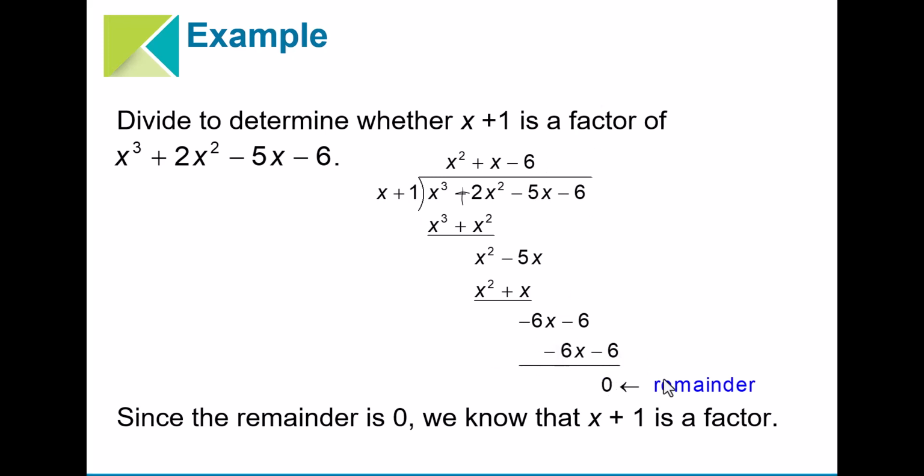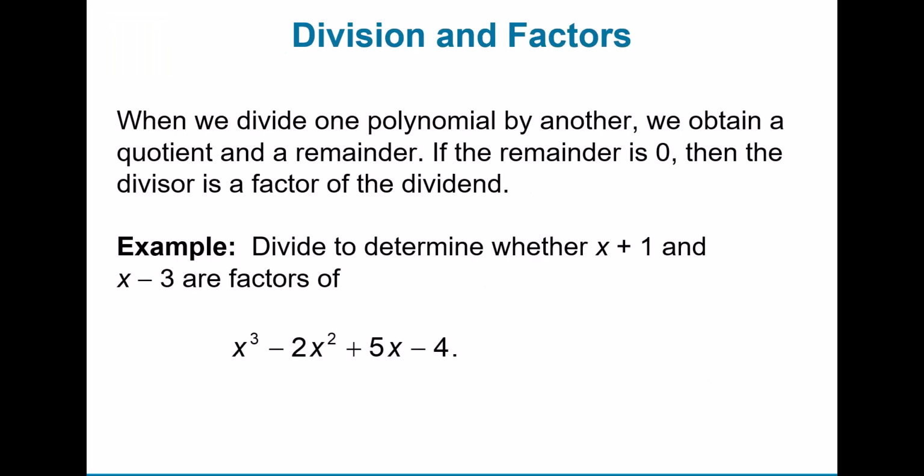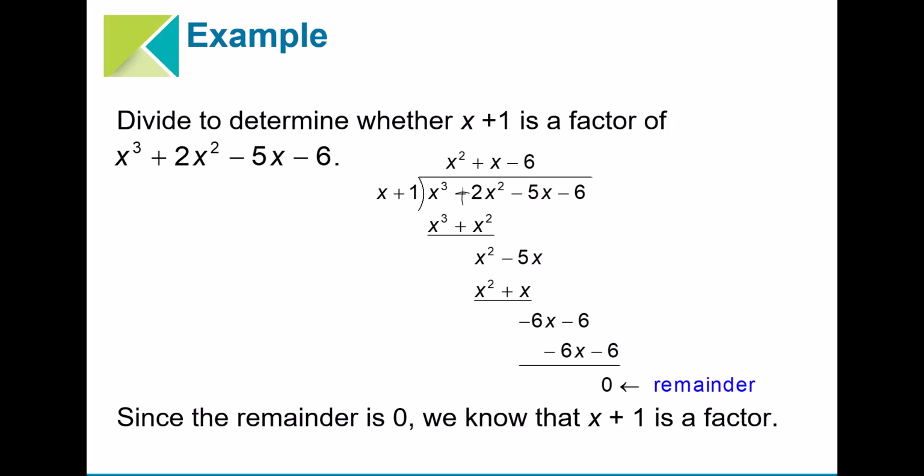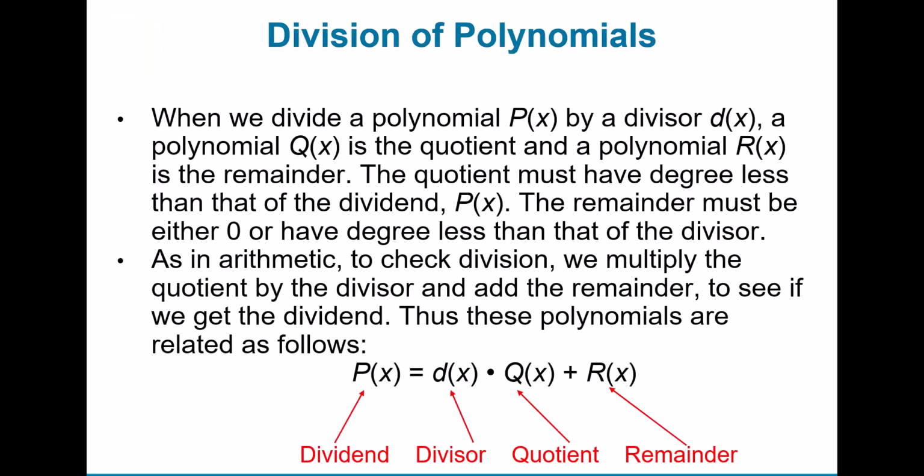And everything cancels out. And what this means is that x plus 1, since I have a remainder of 0, you'll see given the remainder theorem, since this is a remainder of 0, x plus 1 is a factor of this polynomial. Like I mentioned, I welcome you to try the x minus 3, and I don't think you will get a remainder of 0.